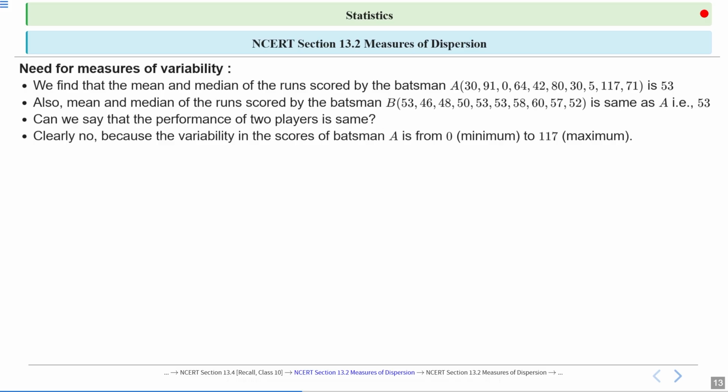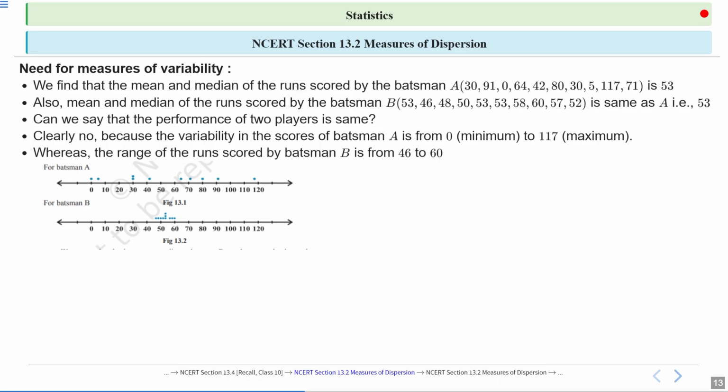The variability in batsman A's scores ranges from a minimum of 0 to a maximum of 117. This wide range indicates a lot of fluctuation in performance. In contrast, batsman B's scores range from 46 to 60, showing much less variability. This narrower range suggests more consistent performance. Here you can see in this figure the range of the runs scored by batsman B, from 46 to 60.